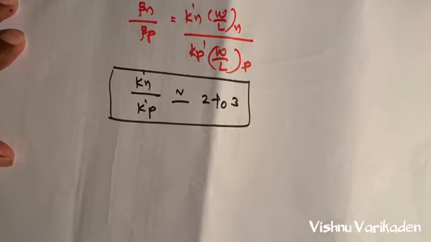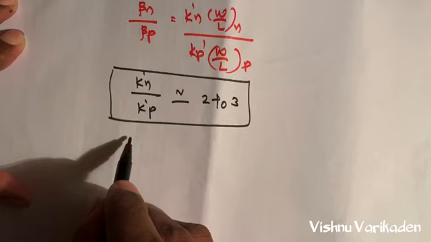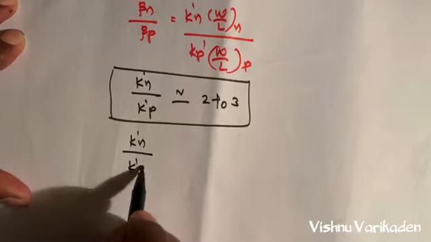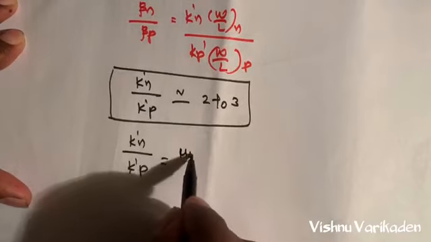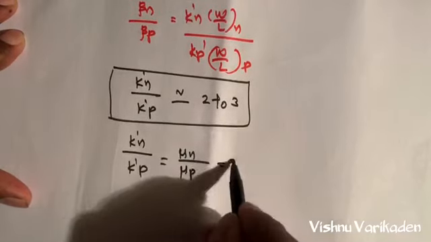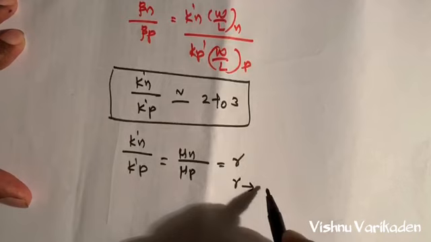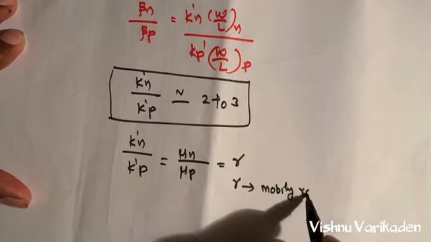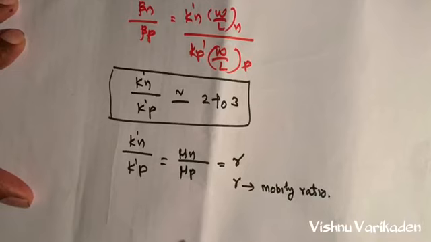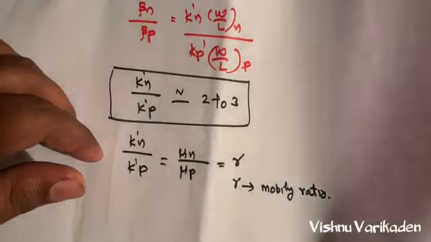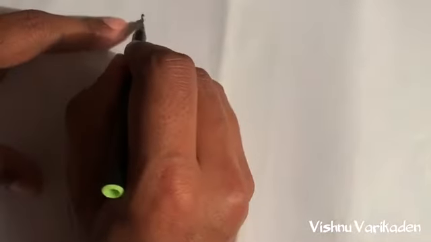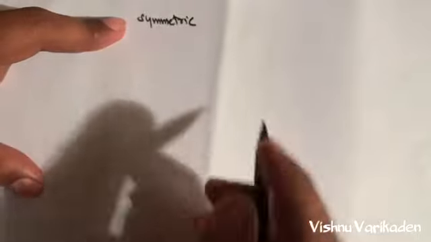Also, we can rewrite the equation of Kn dash by Kp dash as mu n divided by mu p. That is the mobility factor, mu n divided by mu p, which is equal to the gamma value. So this denotes the mobility ratio. Also we can make one note. The note is the symmetrical condition of the CMOS inverter.